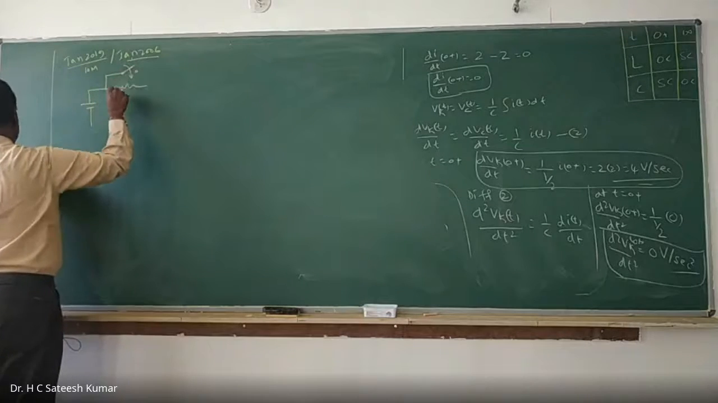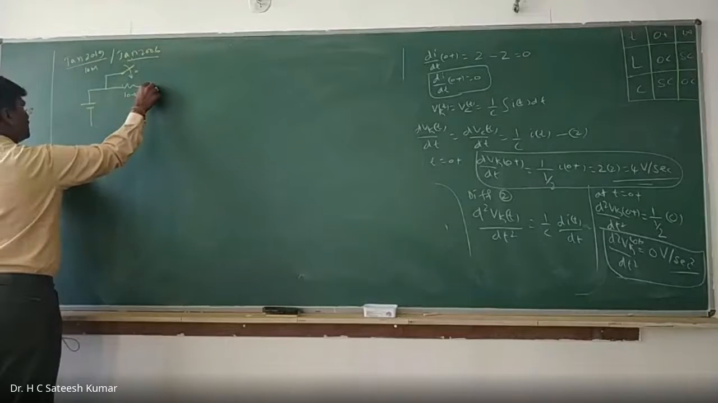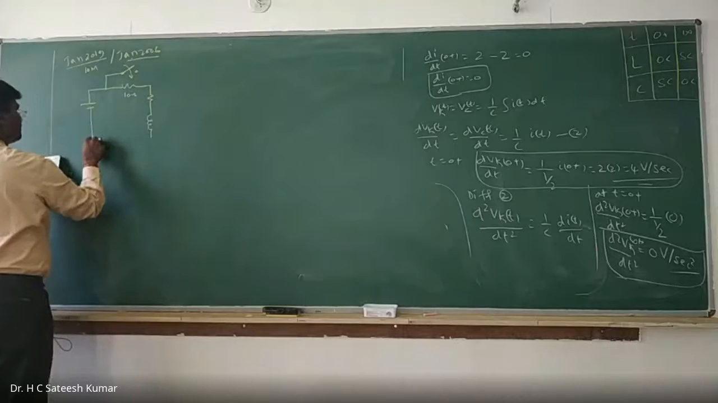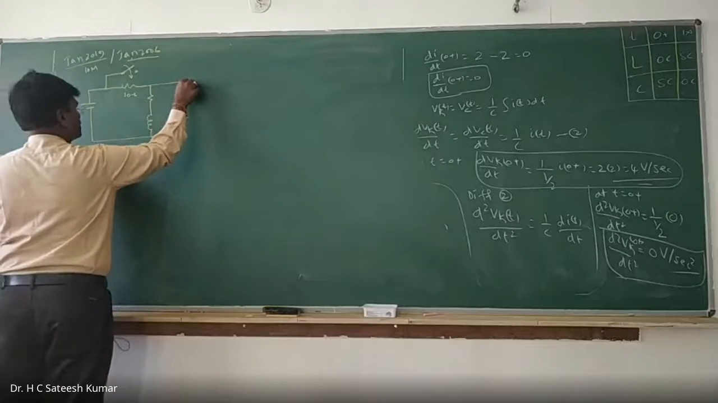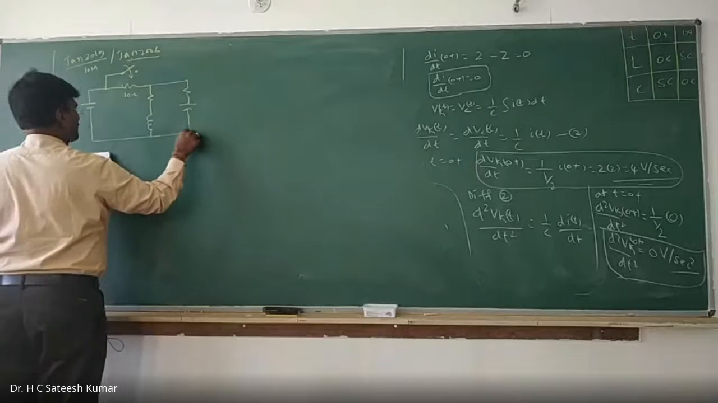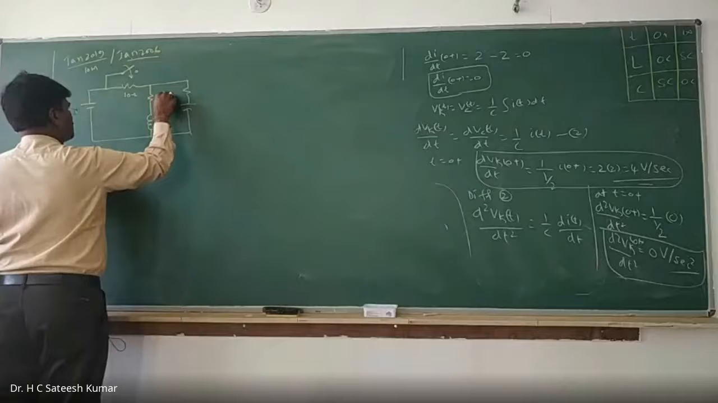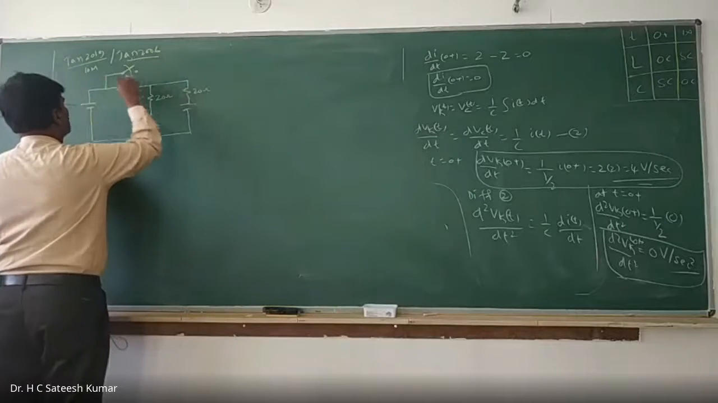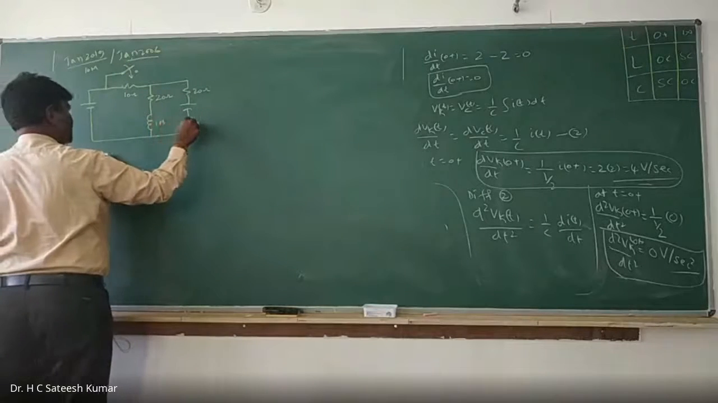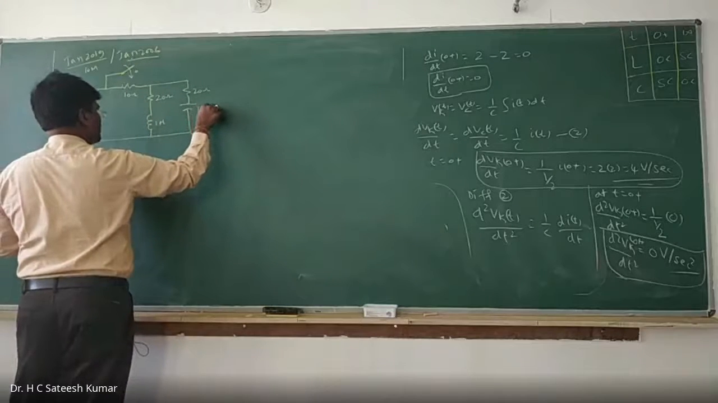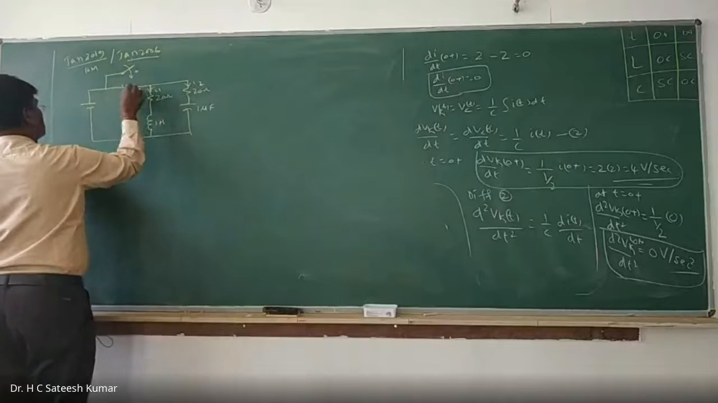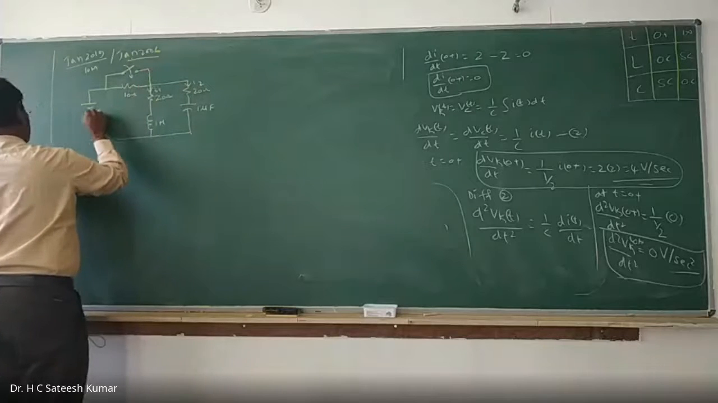Here there is a closing switch, a 10 ohm resistor, an inductor, one more resistor, and a capacitor. This is 20 ohms, and this is also 20 ohms. In the 2019 paper, both of them are 10 ohms. That is the only difference; other than that, the circuit remains the same. The capacitor is 1 microfarad. This current is I1, this is I2, and this is 10 ohm. It is a closing switch, with 100 volts.